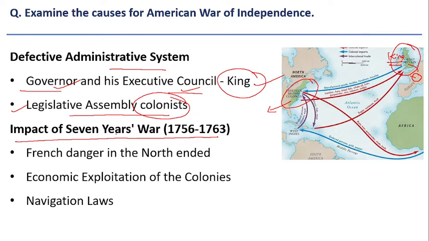Here, the Seven Years' War means the war related to the Austrian War of Succession, in which the Americans and the Britons on one side and the French on the other side participated. Even though Britain gained dominance, economically it affected them. The French danger in the north ended. As a result of the Seven Years' War, the impact on the French was there.